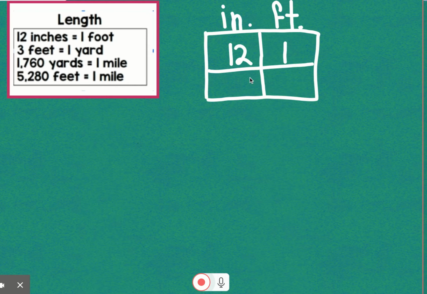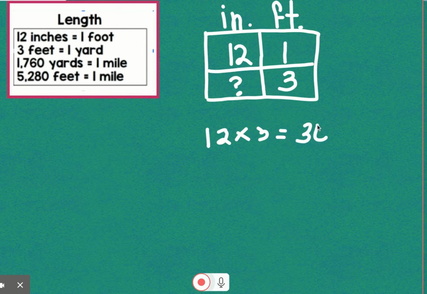So let's say I have a question like, how many inches are in 3 feet? So how many inches are in 3 feet? This tells me that I have to multiply. So 12 times 3 equals 36. So my answer is 36 inches equals 3 feet.